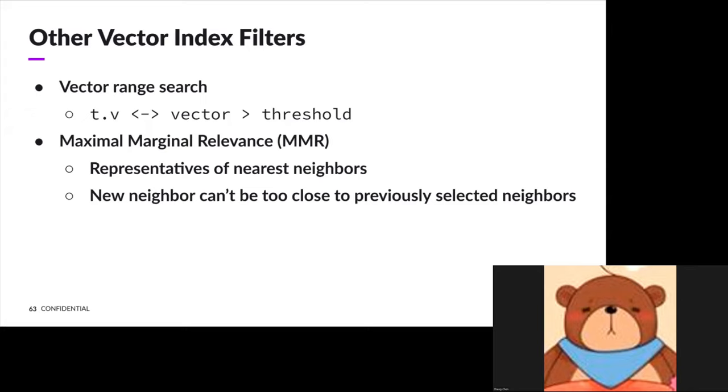Another interesting example is maximal marginal relevance, or MMR. In MMR, instead of searching for k nearest neighbors, it searches for k representatives of nearest neighbors, where new neighbors can't be too close to previously selected neighbors. So this can also be built on top of a regular ANN vector search.